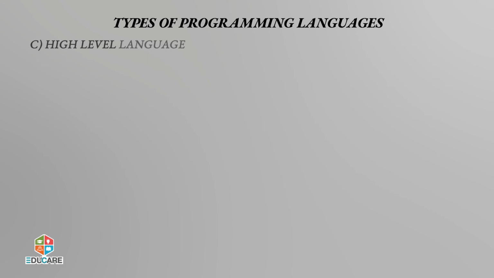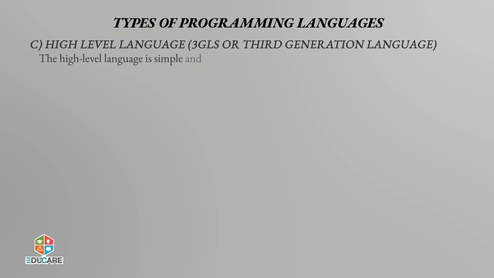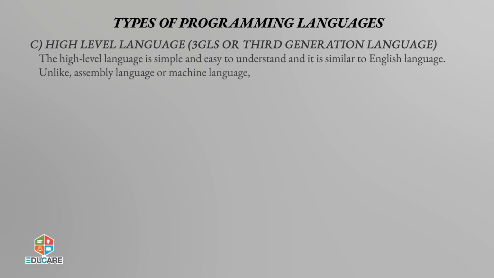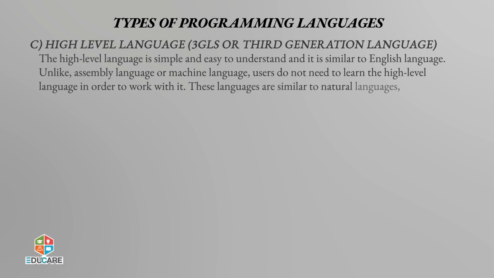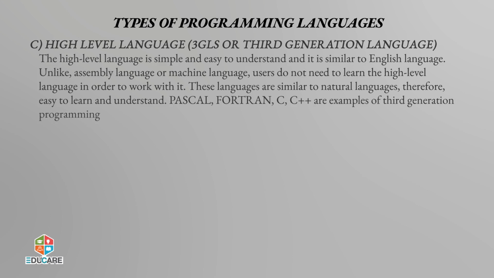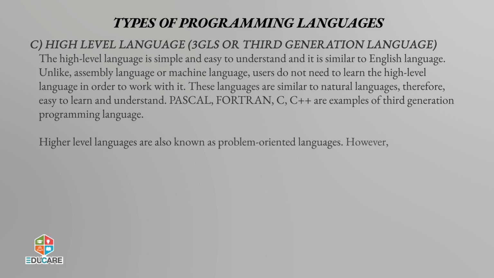High-level language, 3GLs or third-generation language. The high-level language is simple and easy to understand and it is similar to English language. Unlike assembly language or machine language, users do not need to learn the high-level language in order to work with it. These languages are similar to natural languages, therefore easy to learn and understand. Pascal, Fortran, C, C++ are examples of third-generation programming language. Higher-level languages are also known as problem-oriented languages.